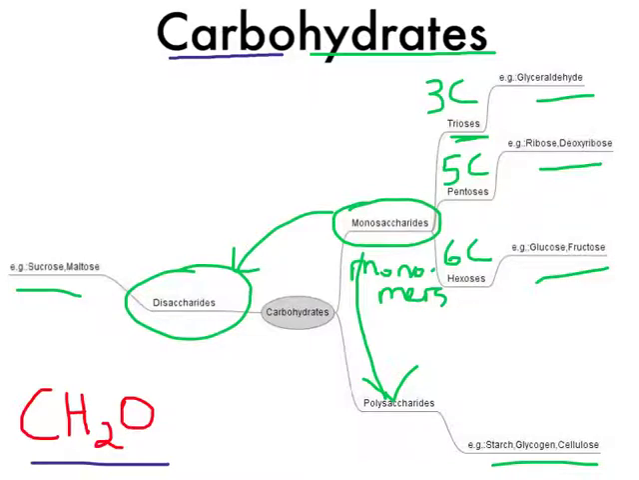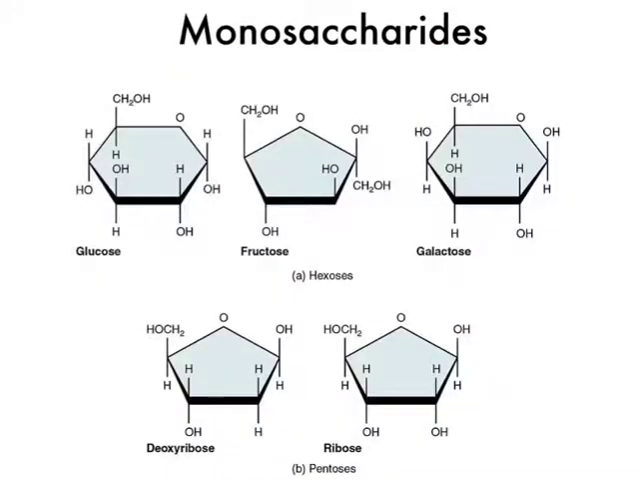We have monosaccharides, which are the building blocks of carbohydrates. We have disaccharides, which have 2 monosaccharides in them, and we have polysaccharides, which have more than 2 monosaccharides in them.